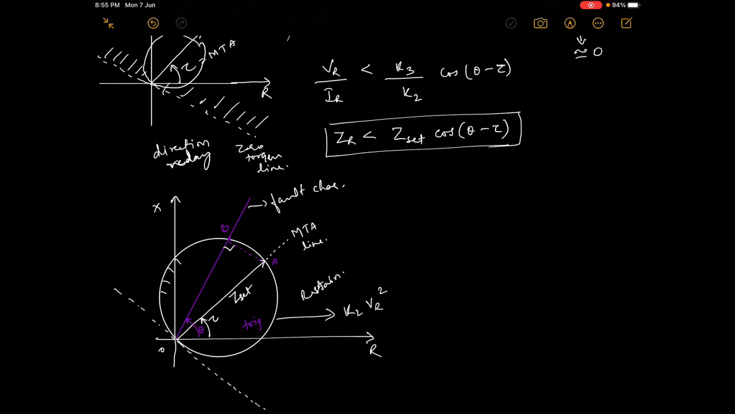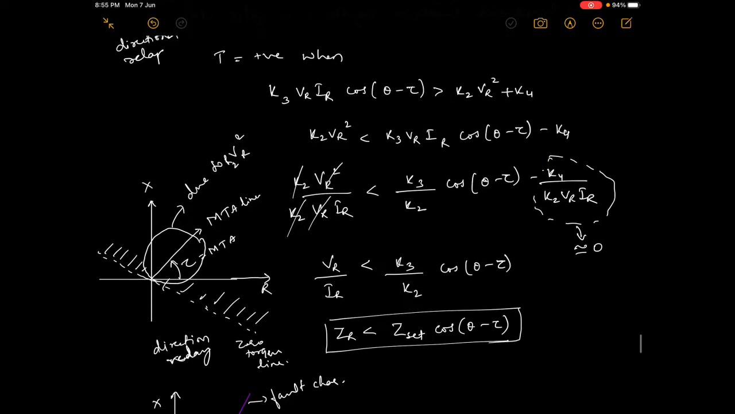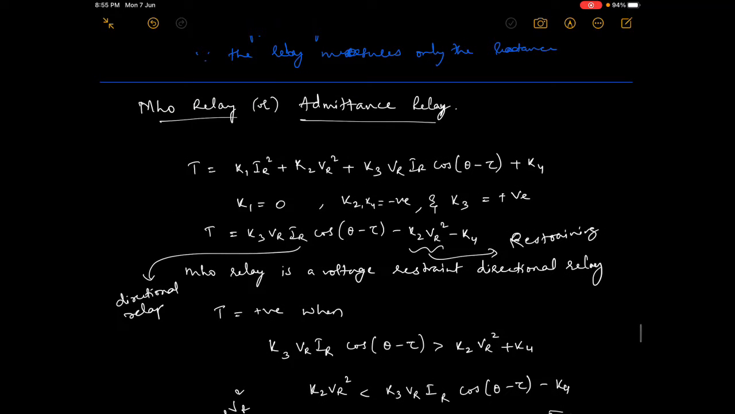Good morning. So in our previous class we had left at this point of time. Yes, we were seeing the concept called Mho relay, or it is also called admittance relay. Yes, so basically we had seen this. I'm just revising. So this is our generic equation, and we have a directional element and also a restraining element.